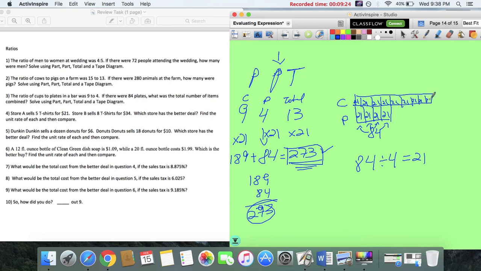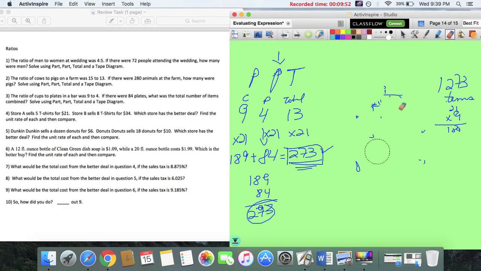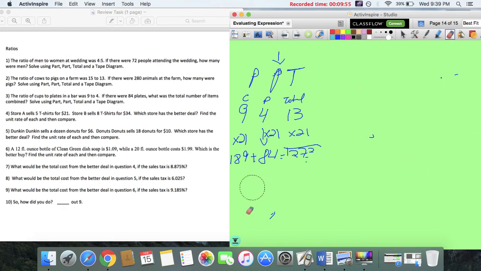So there's 1, 2, 3, 4, 5, 6, 7, 8, 9. And 9 times 21 is 189, so the number of cups is 189. And we want the total, right? So we add the 189 plus 84, and we already did this here. Our total is 273 items altogether. Hopefully that helped you refresh your mind a little bit. Okay, let's go to the next topic.